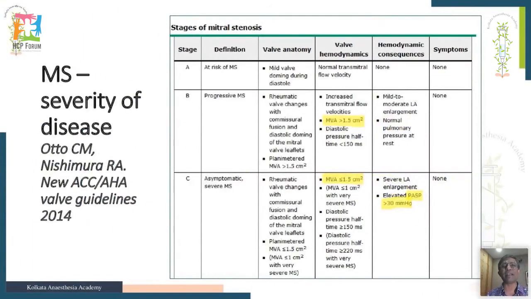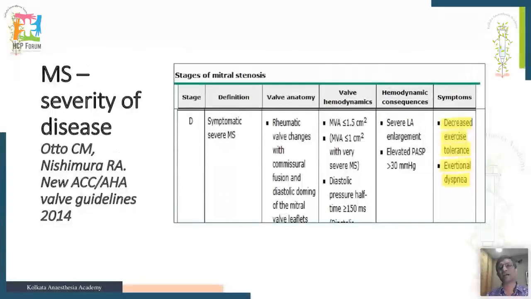About mitral stenosis, again, the operating word is not just the severity of the disease based upon the valve anatomy or valve hemodynamics, just like aortic stenosis, just like a mitral valve orifice area of less than 1.5 centimeter with a PA pressure which is more than 30 would keep still asymptomatic but severe, versus a person who has decreased exercise tolerance and exertional dyspnea. The ball game is completely different.